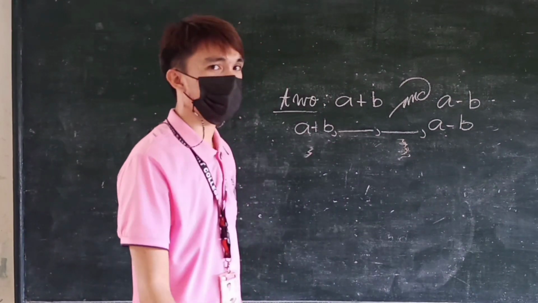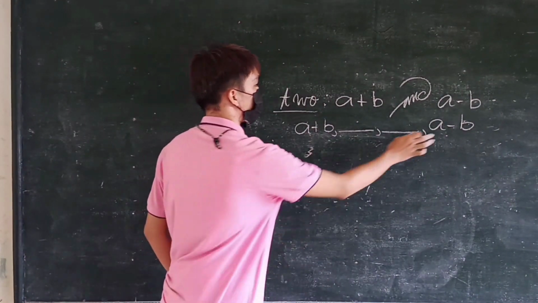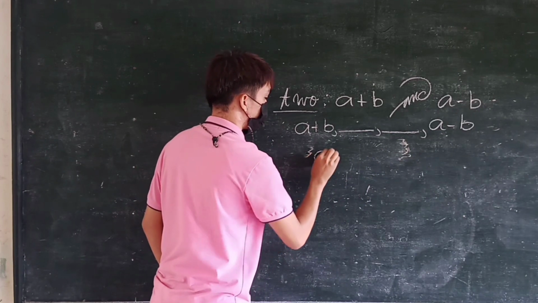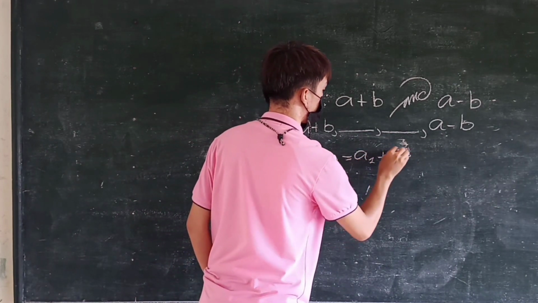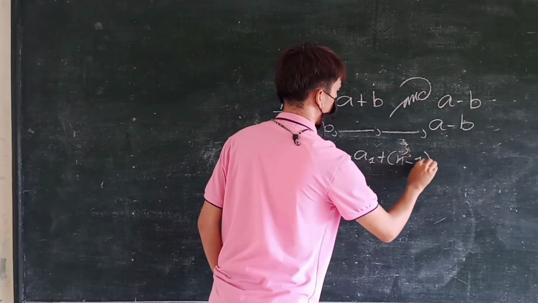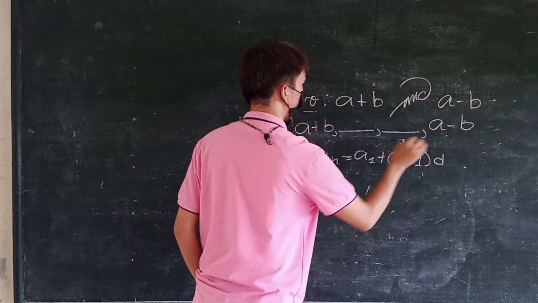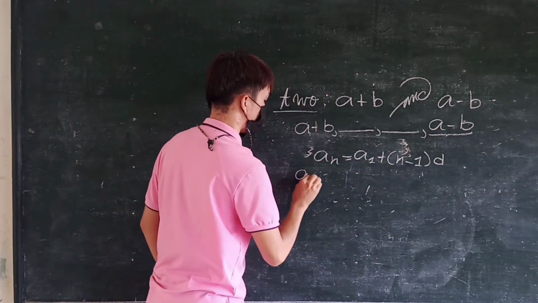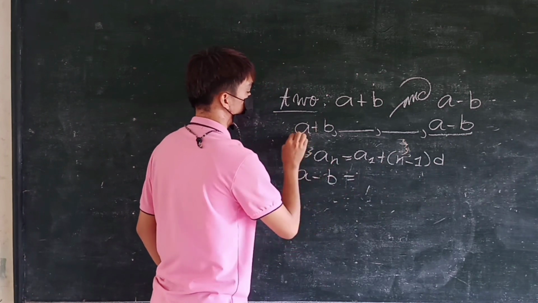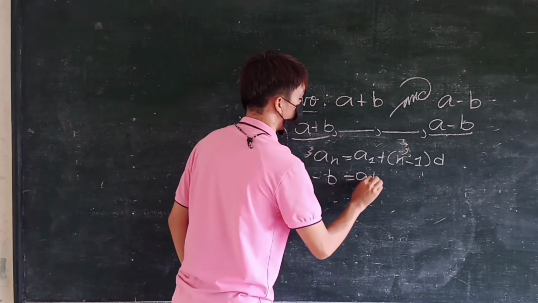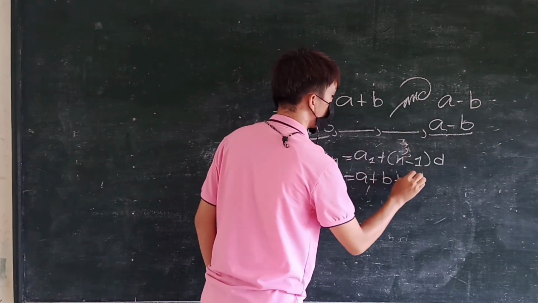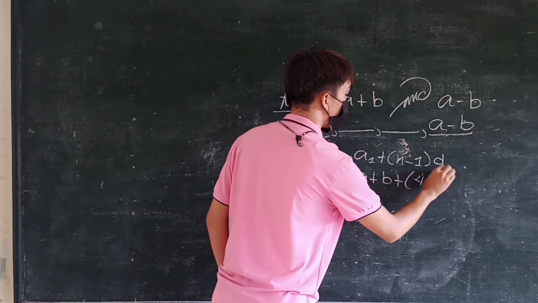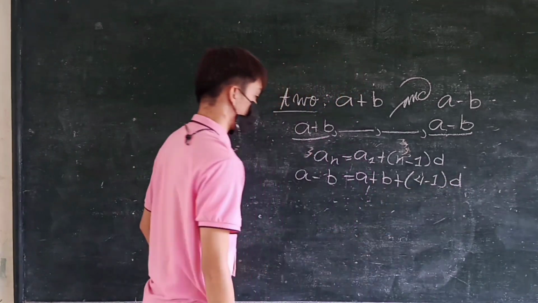Now, let's look for the common difference. So, we have the formula again. A sub n will be represented by a minus b. The first term we have a plus b. There are 1, 2, 3, 4. 4 number of terms minus 1 times d.